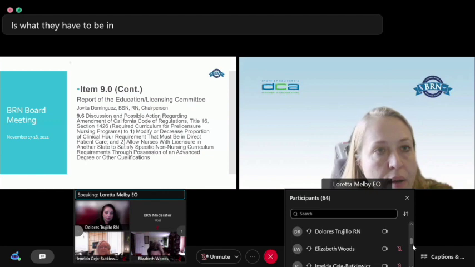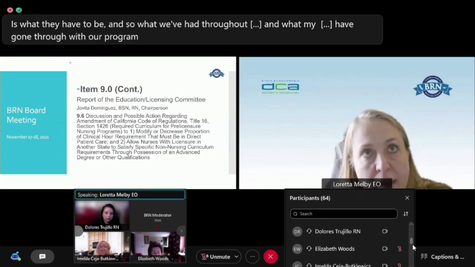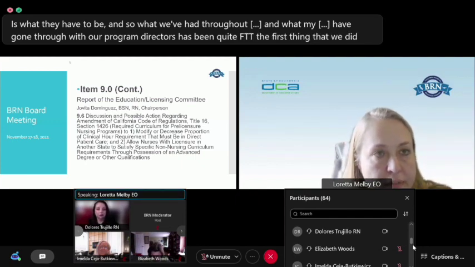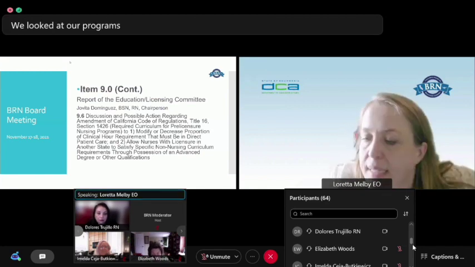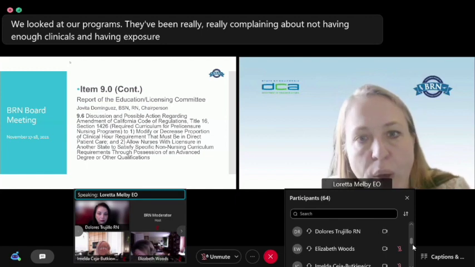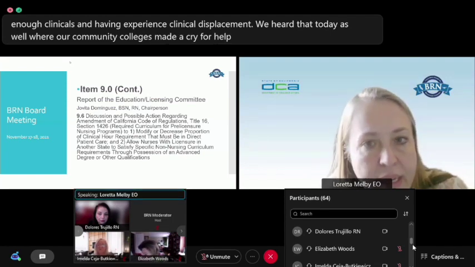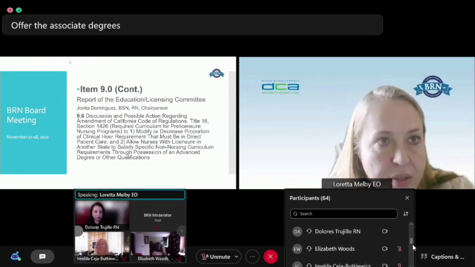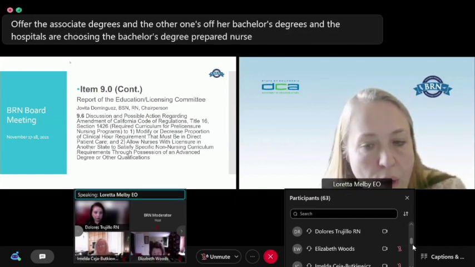What we've had throughout COVID, and what my NECs have gone through with our program directors, has been quite hefty. The first thing that we did when COVID hit in March of last year was we looked at our programs. They've been really complaining about not having enough clinicals and having experienced clinical displacement. We heard that today as well, where our community colleges made a cry for help, saying that the private colleges are coming in and the community colleges are being displaced because they offer the associate degrees and the other ones offer bachelor's degrees. And the hospitals are choosing the bachelor's degree prepared nurses over the associate degree prepared nurses because they want a magnet status.